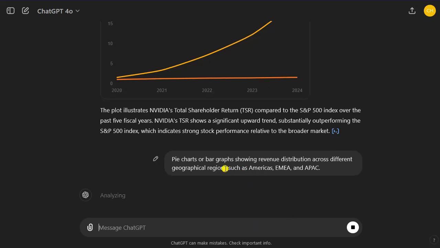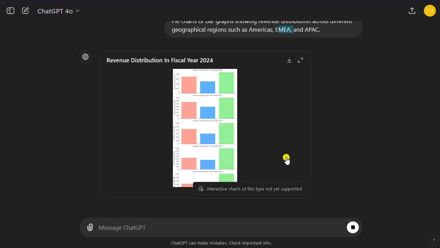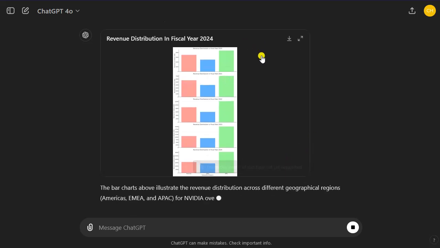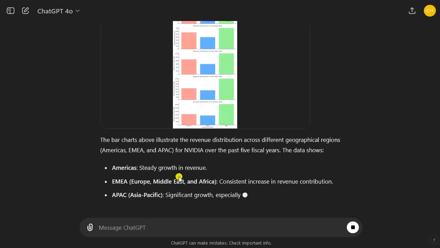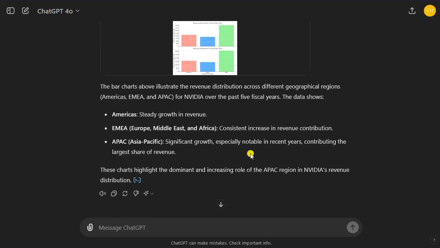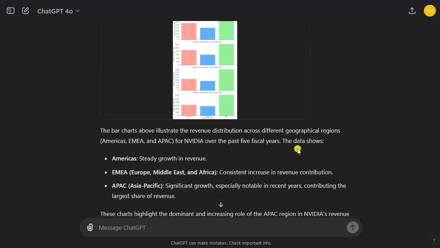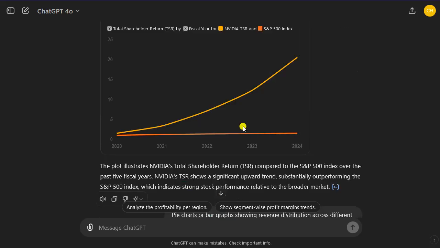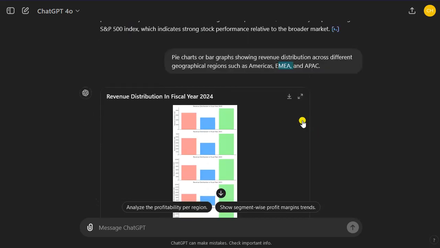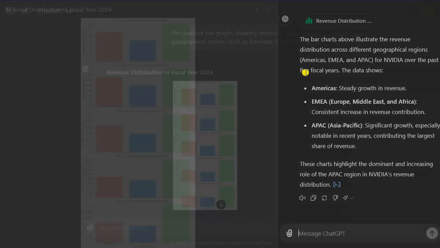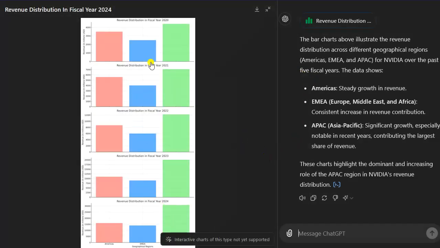For instance, now let's examine the pie charts or bar graphs showing the revenue distribution across different geographical regions, such as Americas, EMEA, or APAC. So these are the different regions in the world, and you can see that the Europe, Middle East, and Africa region actually has seen a consistent. Maybe I can make it a bit larger? Here.